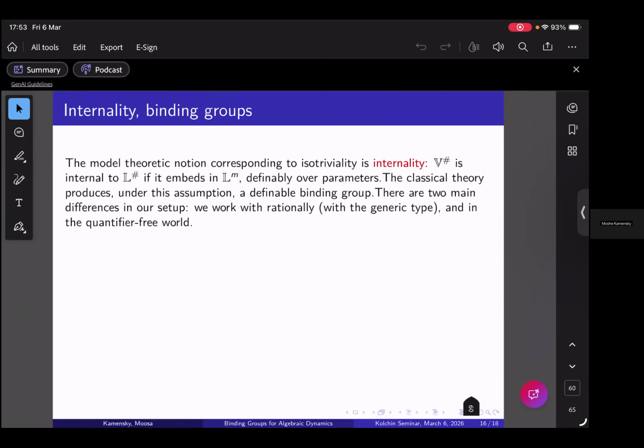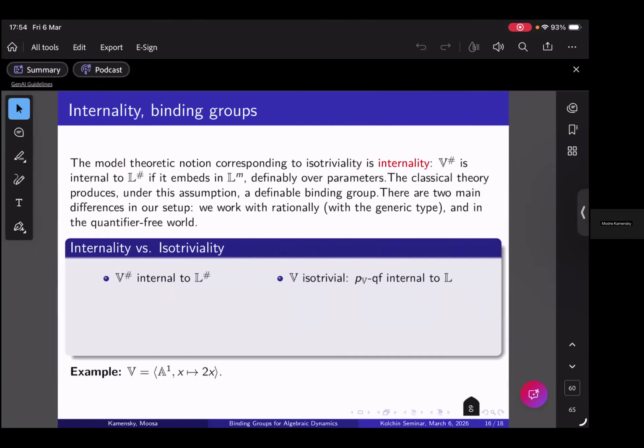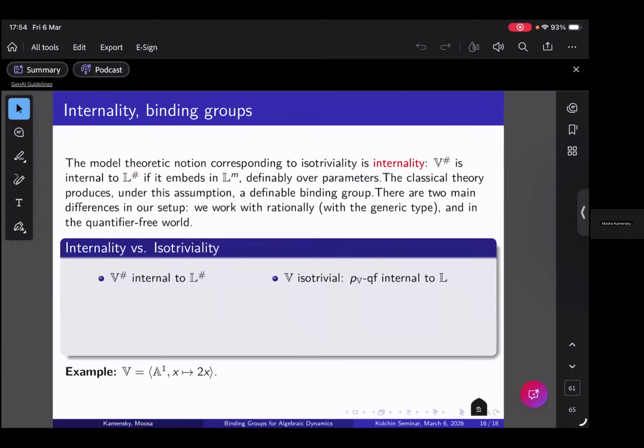And the other issue is that we work with rational maps, which means model theoretically that we want to work with types rather than definable sets. Now there are various versions of internality, and some of them do work with types, but because we have both of these complications together, we had to adapt to this setting. Okay, so I made some comparison of the differences between what happens in abstract model theory versus the situation that we have.